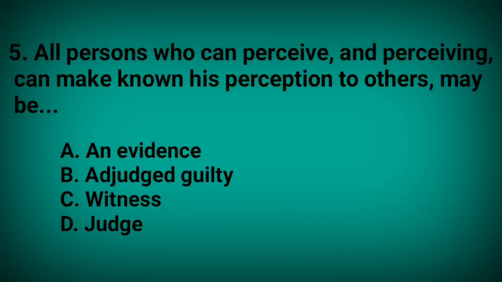Number 5. All persons who can perceive and, perceiving, make known their perception to others may be A. An evidence, B. Adjudged guilty, C. Witness, or D. Judge.